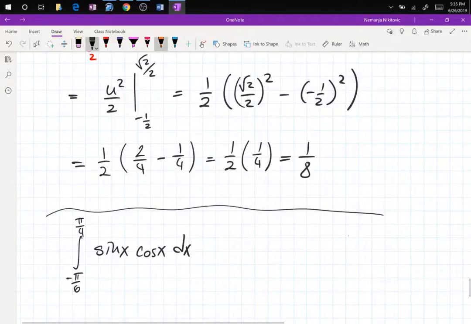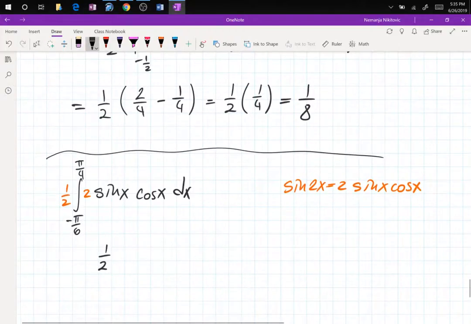So the formula that I am going to use here is that sine 2x is equal to 2 sine x cosine x. Now I don't have the 2, so I can fix that like this, and the problem collapses into 1/2 times the integral from negative pi over 6 to pi over 4 of sine 2x dx. Now we just killed the u sub, right? Because you can integrate sine easily.